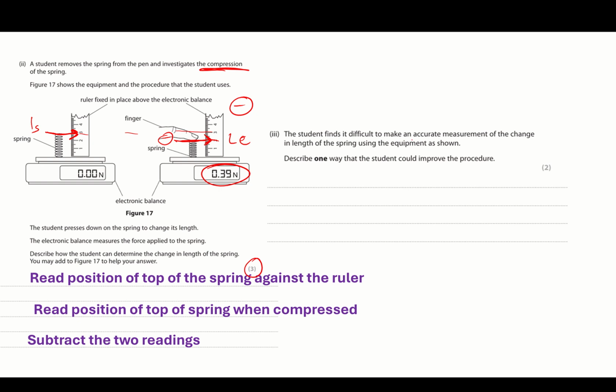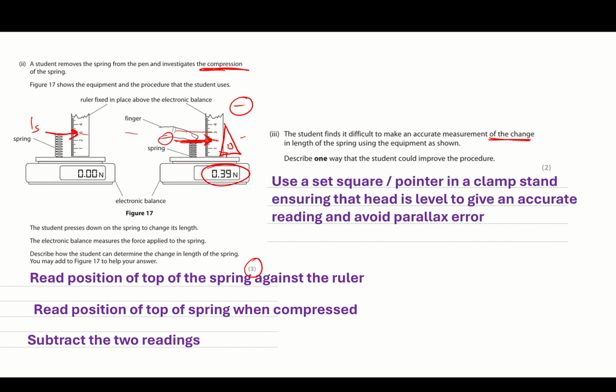Right, the student finds it difficult to make an accurate measurement of the change. Not a surprise, they're probably fingers in the way of reading the ruler. Describe one way they could improve it. Oh, I've done one already. But the one that came up in a previous paper is, well, I could put a set square there to make sure that's at 90 degrees to the surface. Or the other one is add a pointer to the top of the spring so I can read it more precisely. So use a set square, use a pointer, clamp the ruler, anything like this, ensuring that head is level.